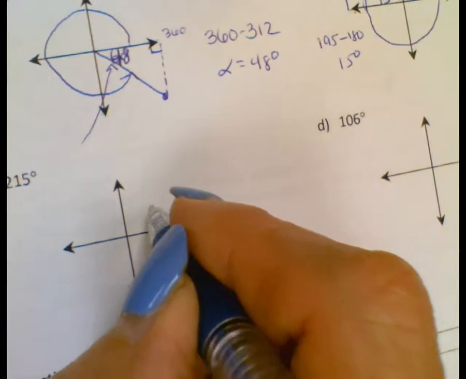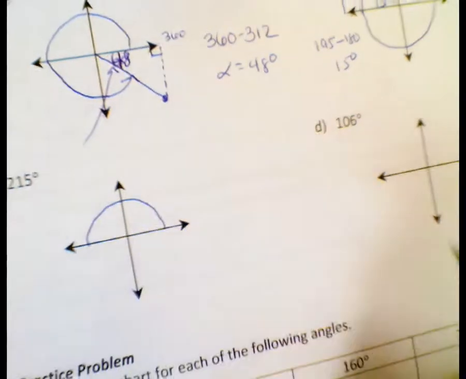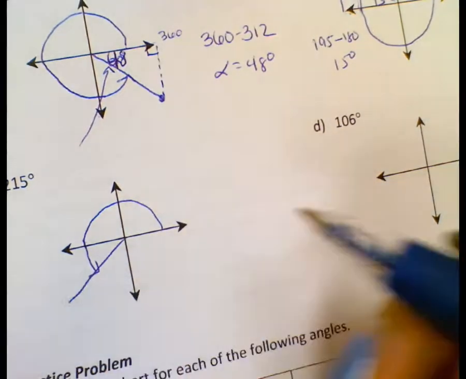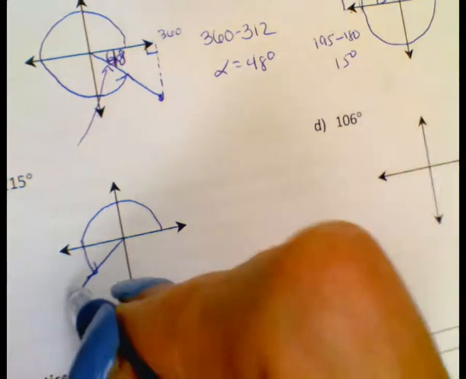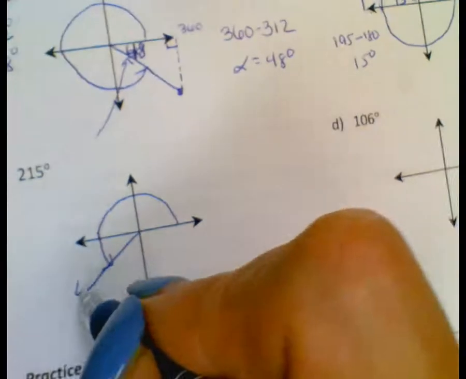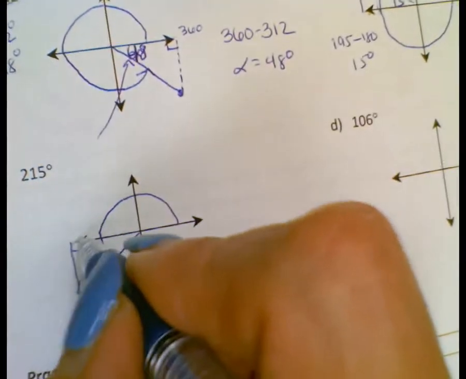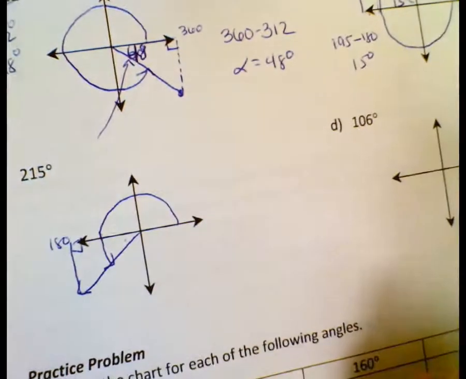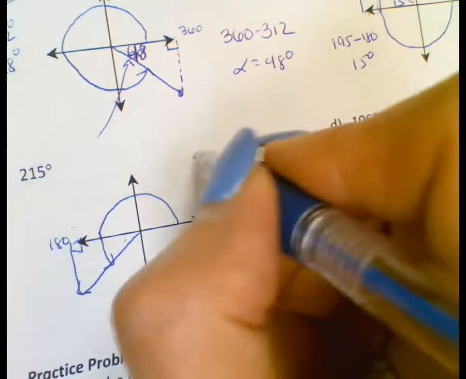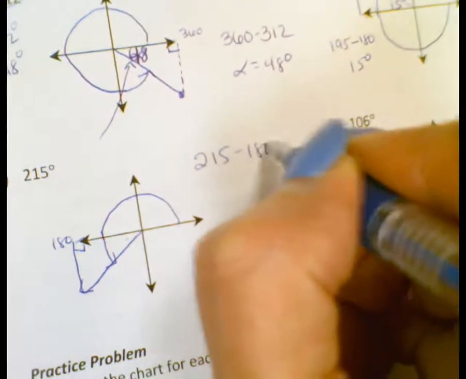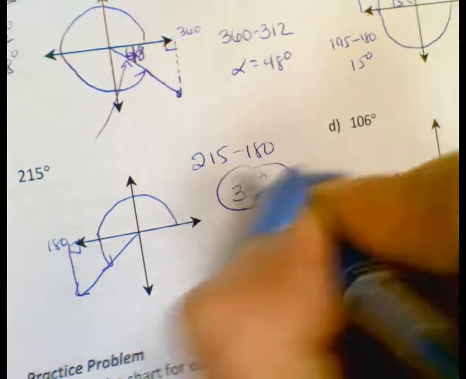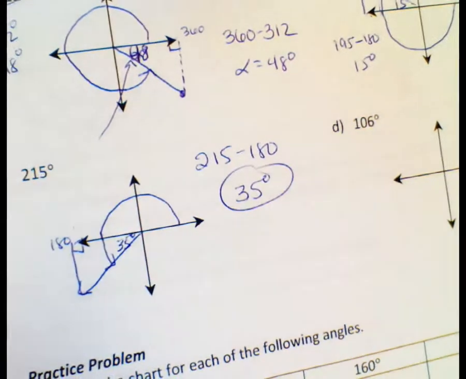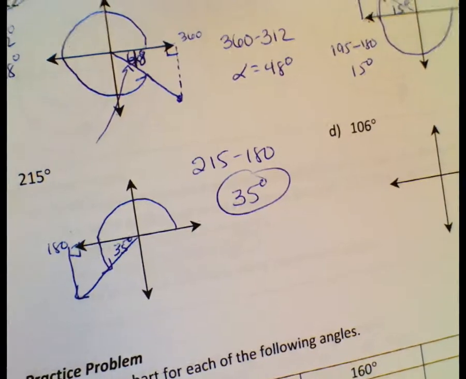215. Draw it counterclockwise. There's 180, and about another 35 into this quadrant. So if you go to the closest x-axis, you have to use the 180 for your subtraction. You're going to take 215 minus 180 for 35 degrees. It's like, how much past the x-axis did you go?